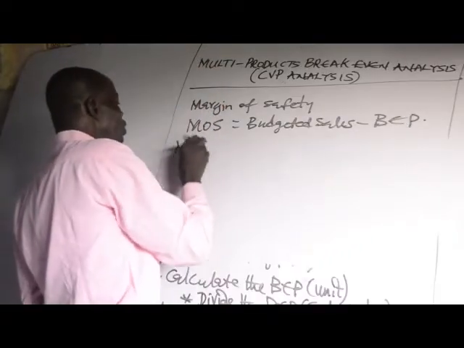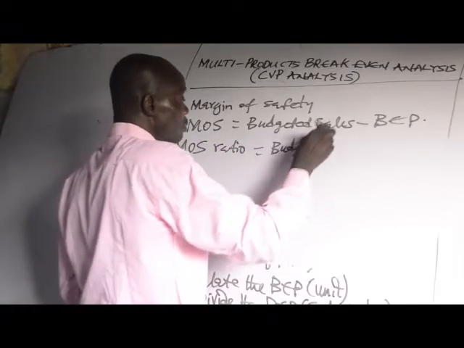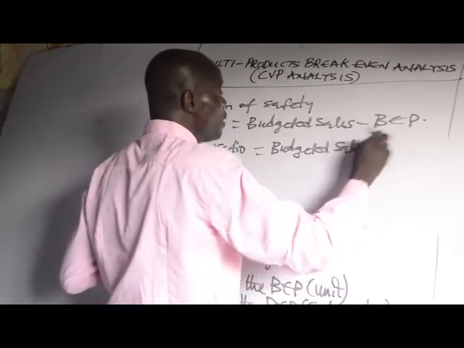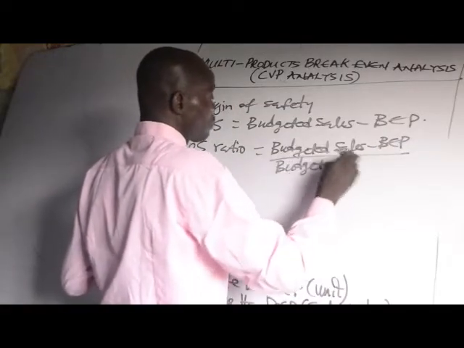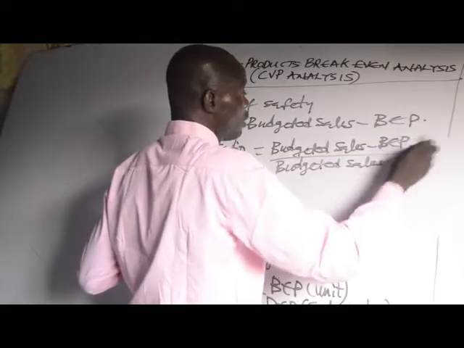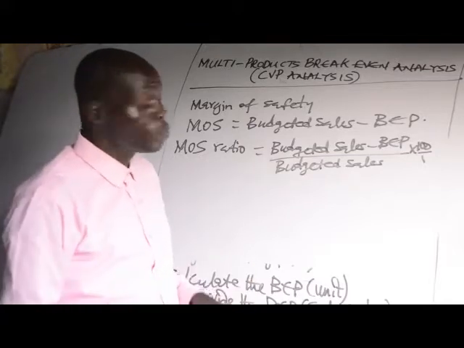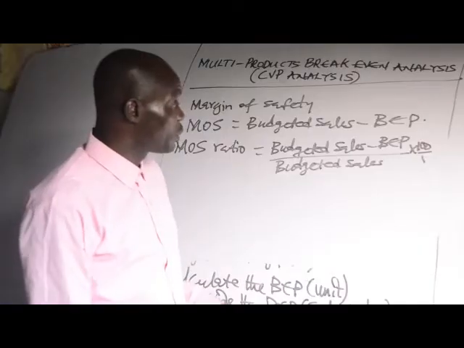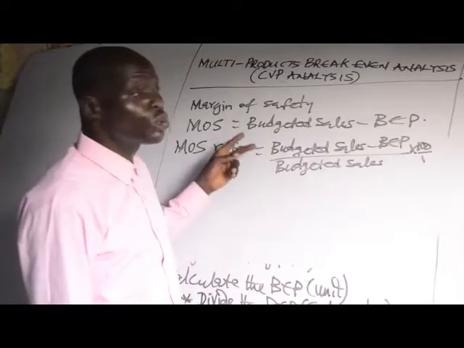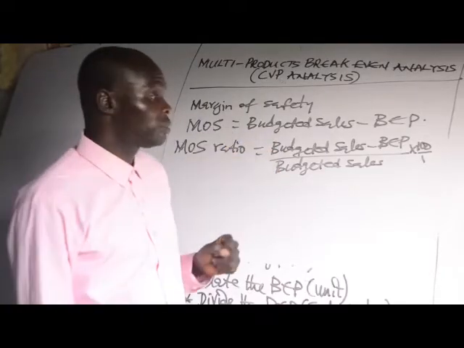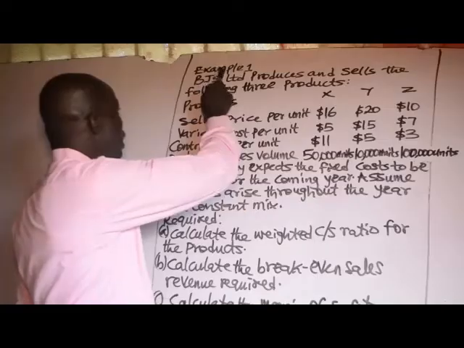Margin of safety ratio will now be budgeted sales minus BEP over budgeted sales, times 100 over 1. So these are what you are expected to know in break-even point for a multi-product company. For better understanding, I will advise you to watch my first two videos on this topic. So now I'm going to take two worked examples. Example 1.